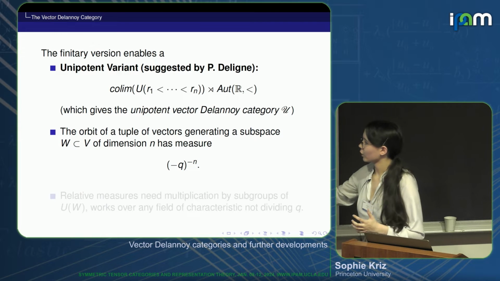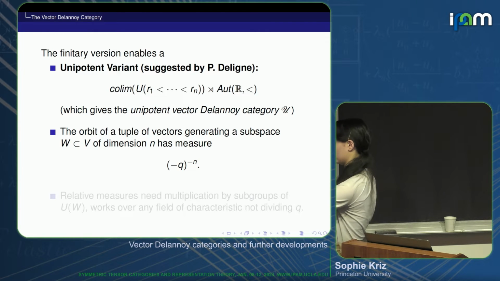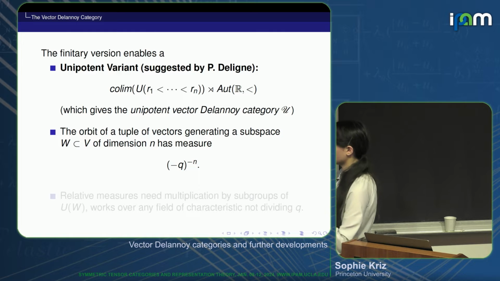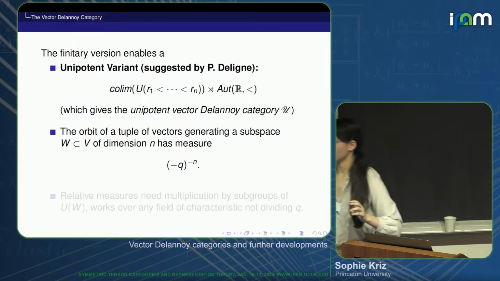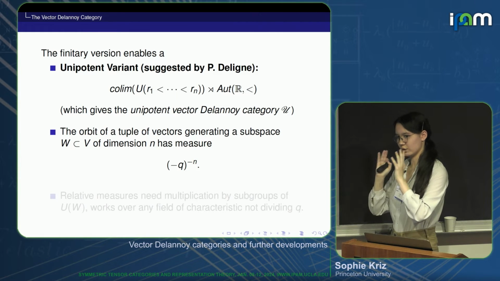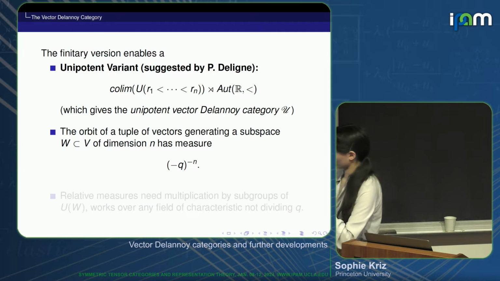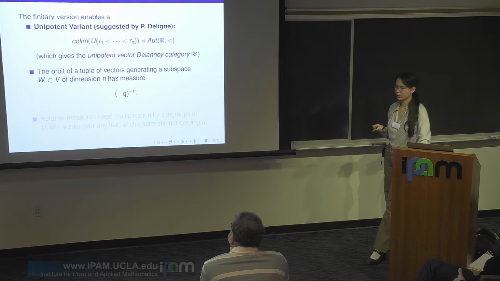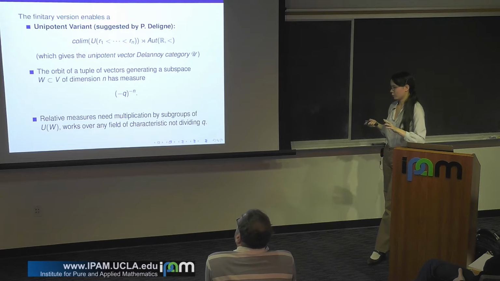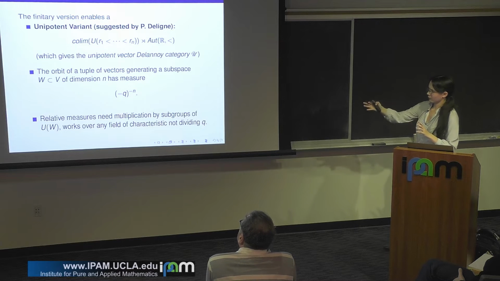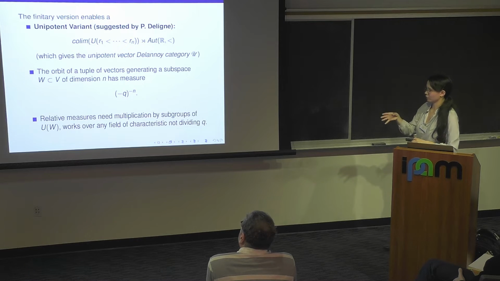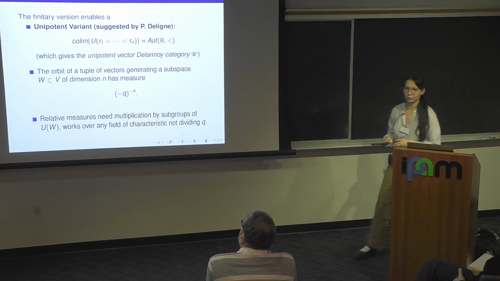And so the measure, we alter it by saying that if we look at some tuple of vectors which generate some subspace W of V, we take that orbit to have measure minus Q to the minus the dimension of that vector space, which as you can see is a far closer analog of the Delannoy category in a Q greater than 1 way, because if we replace this Q by 1, we get precisely the same measure which we want for the Delannoy category. To do it precisely in this way, again, we need to alter the choice of subgroups which we're using for this relative measure. So instead of B of W, we replace it by U of W.